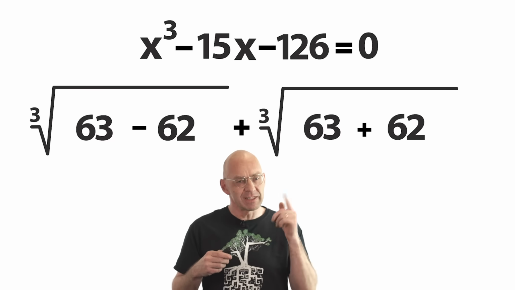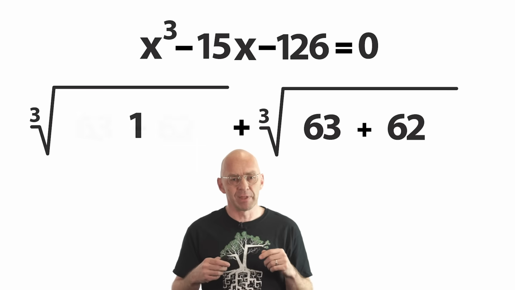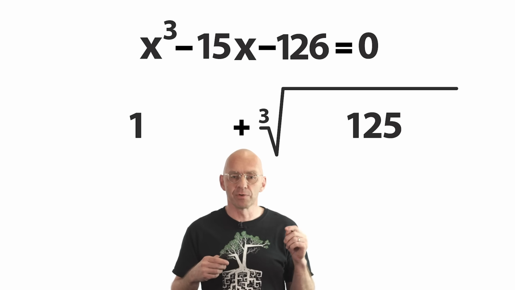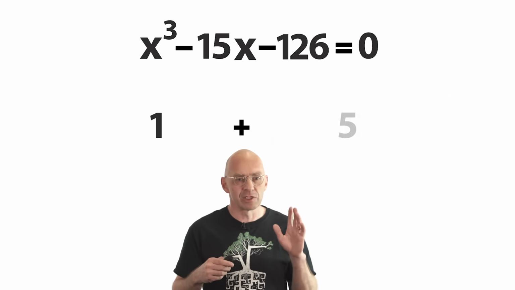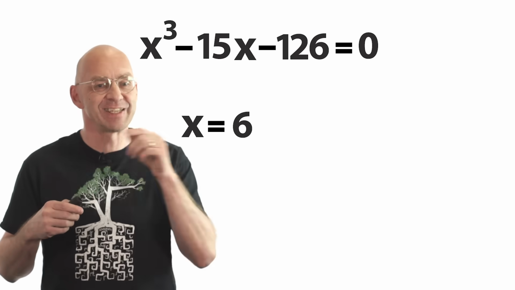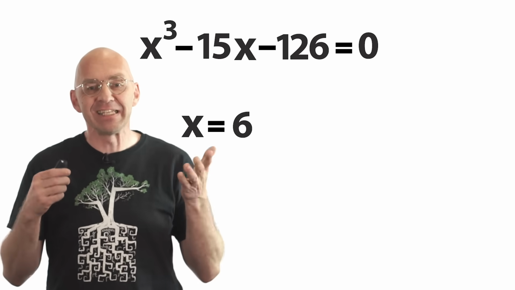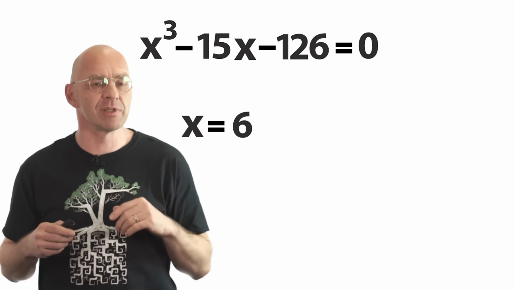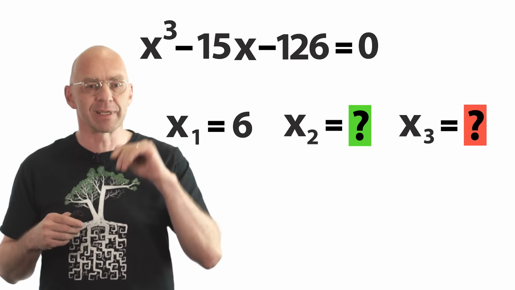Now, 63 minus 62, that's 1, and 63 plus 62, that's 125. Cube root of 1 is 1, and cube root of 125 is 5, and so we finally get 6, so 6 is the solution of our cubic, and you can easily check that. Great! Although, shouldn't there be 3 solutions? What happened to the others? Don't worry, we'll get to them later.